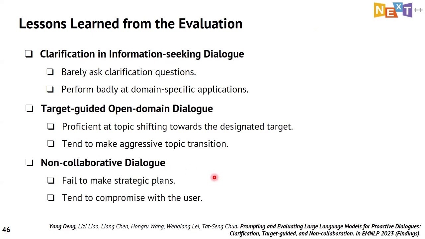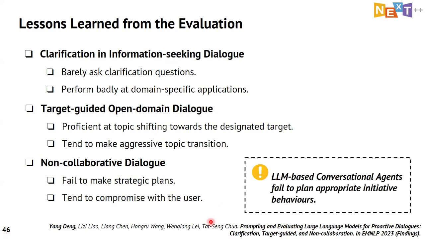And for the non-collaborative dialogues, we found that the LLMs may fail to make strategy plans and also tend to make compromises with the user. So overall, we can see that the LLM-based conversational agents may fail to plan appropriate initiative behaviors in order to achieve the long-term goal of the conversation.